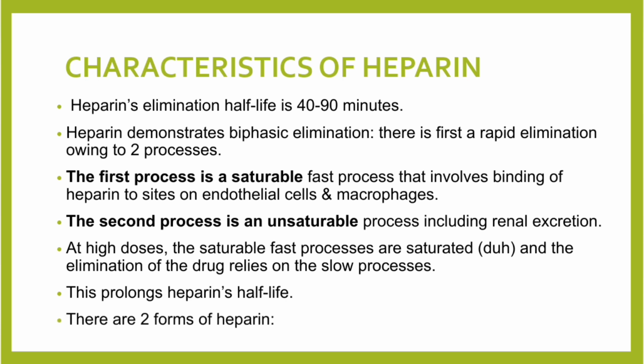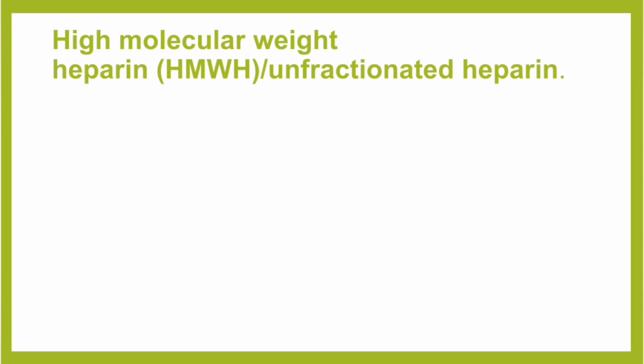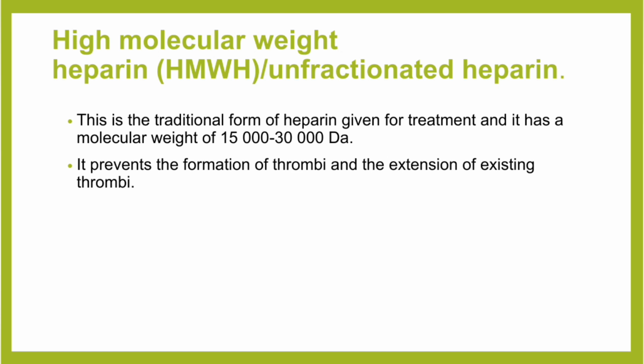So heparin exists in two forms. There is high molecular weight heparin and low molecular weight heparin. Let's start with the high molecular weight, also known as unfractionated heparin. This is a traditional form of heparin given for treatment, and it has a molecular weight of 15,000 to 30,000 Dalton. It prevents formation of thrombi and extension of existing thrombi.